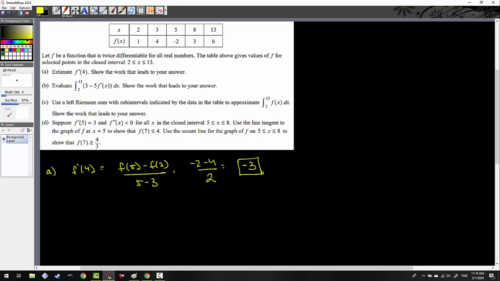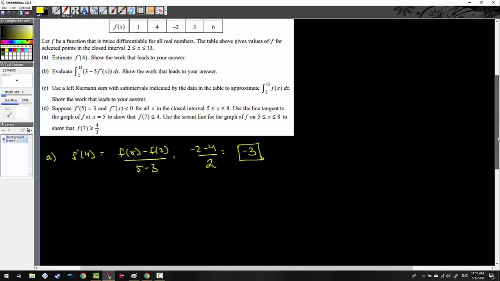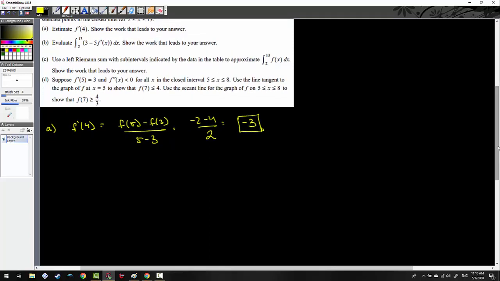All right, let's take a look at part B. Pretty simple way to start off the problem. Part B, it says evaluate the integral from 2 to 13 of 3 minus 5 times f prime of x dx, and then show the work that leads to the answer. So if we're going to evaluate an integral and it's being separated by subtraction, my personal style is I like to separate the integral. I just do this because I see shapes easier when I do it like this. Of course, it's all a personal style, so it's up to you on how you decide to do it.